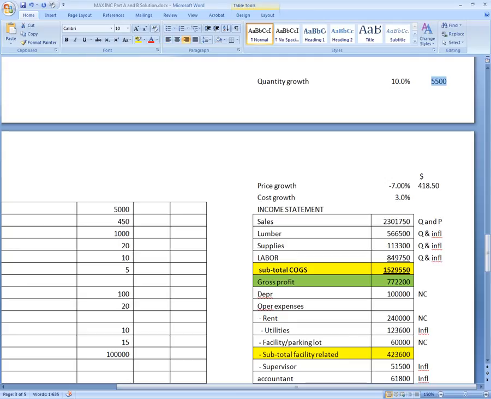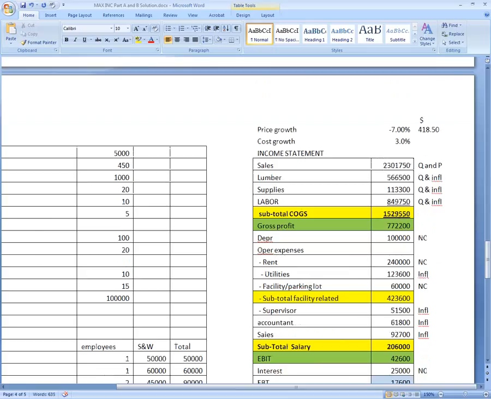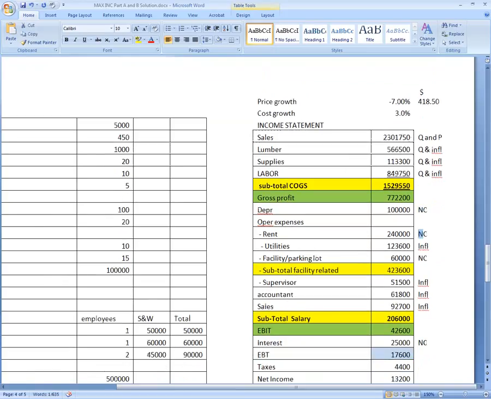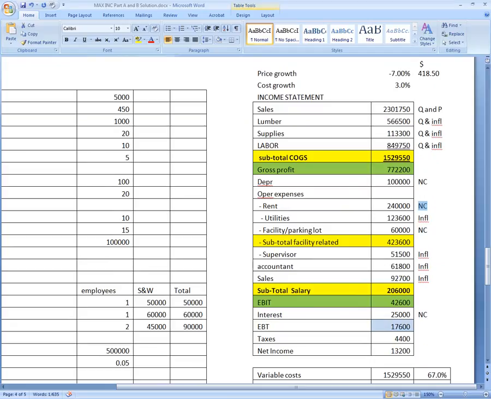So the point I want to make over here, the reason I made these notes over here, is that for sales, you are accounting for new quantity and new price. For cost, you're accounting for new quantity and the inflation. Same thing with the supplies and the labor, new quantity and inflation. Depreciation doesn't change. Assumption for the rent is it will not change. Utilities is growing by inflation, so you have to grow this by 3%. So you're going to apply that cell 1 plus over here and do this calculation. Facility related cost assumption is no change.